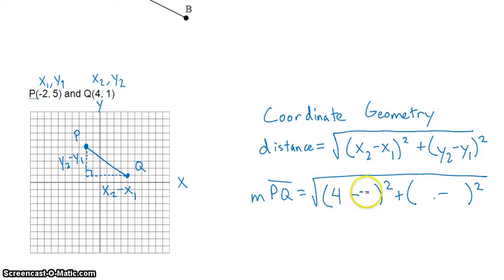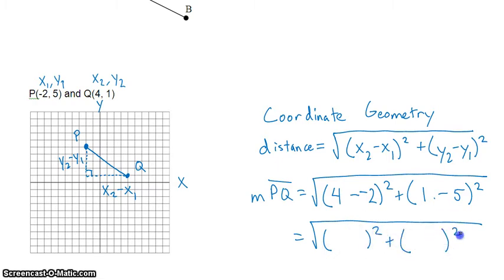x2 minus x1, y2 minus y1. Order of operations says do what's inside of the parentheses first. I'm going to keep everything else the same. 4 minus -2 gives me +6. 1 minus 5 gives me -4.